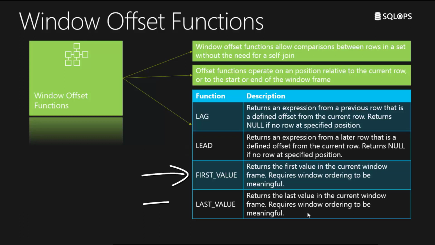The FIRST_VALUE and LAST_VALUE functions return the first and last value respectively in the current window frame, and they require window ordering to be meaningful. Since FIRST_VALUE and LAST_VALUE operate on offsets from the window frame, it is important to remember to specify framing options other than the default of RANGE BETWEEN UNBOUNDED PRECEDING AND CURRENT ROW. Which means for the LAST_VALUE function to return something other than the current row, the framing needs to be set to UNBOUNDED FOLLOWING, which will then include all subsequent rows in the window frame.